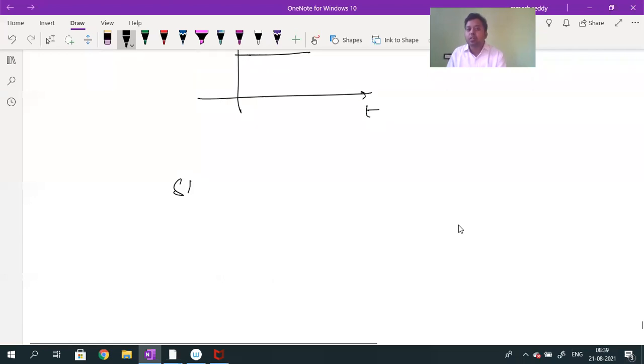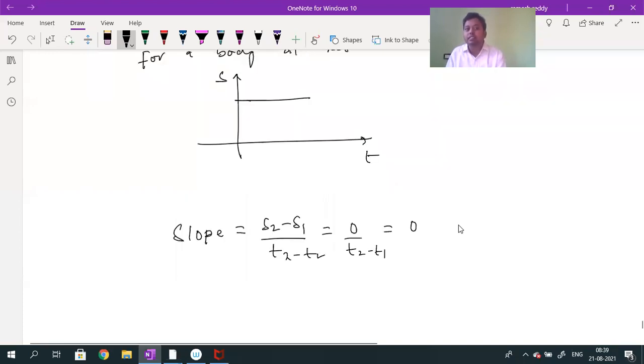For this graph, what is the slope value? The slope formula is s2 minus s1 divided by t2 minus t1. But s2 is equal to s1, the position value is not changing. So it is 0 divided by t2 minus t1, so the answer will be 0. The slope of a graph which is parallel to the x-axis will always be equal to 0.